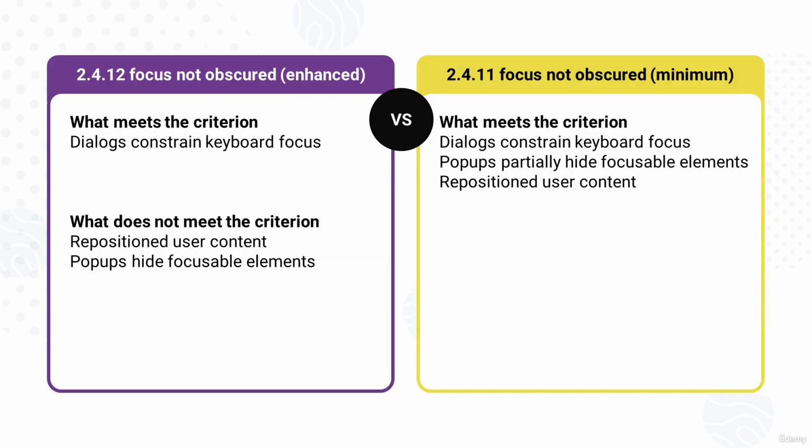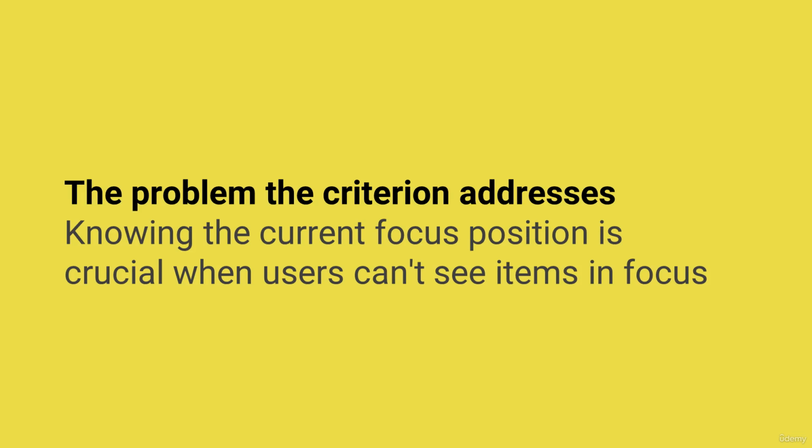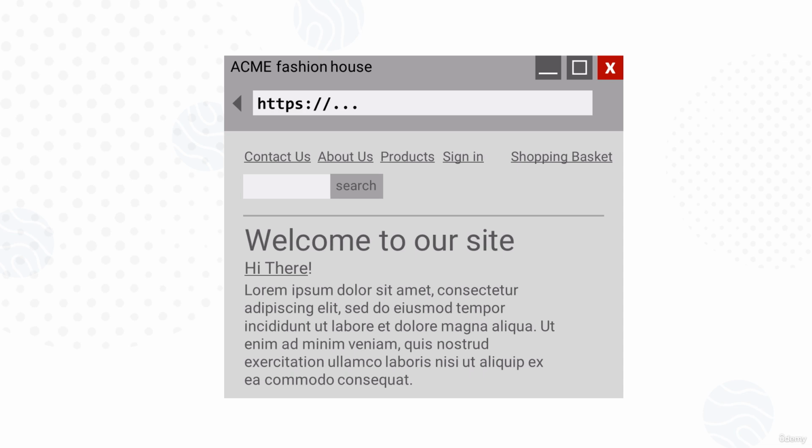2.4.11, and it is, except this criterion is even more restrictive. Whereas 2.4.11 allowed partially obscured interactive content, 2.4.12 doesn't. It has no such provision and must not obscure any content. Knowing the current focus position is crucial when users can't see items in focus. Without this clear reference, they may not know how to proceed.